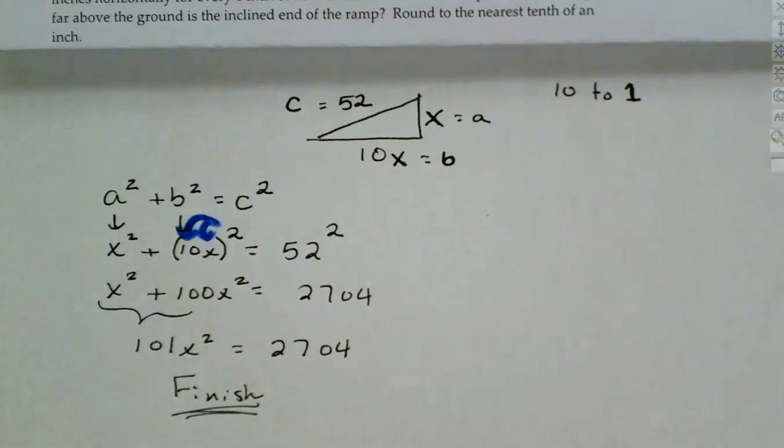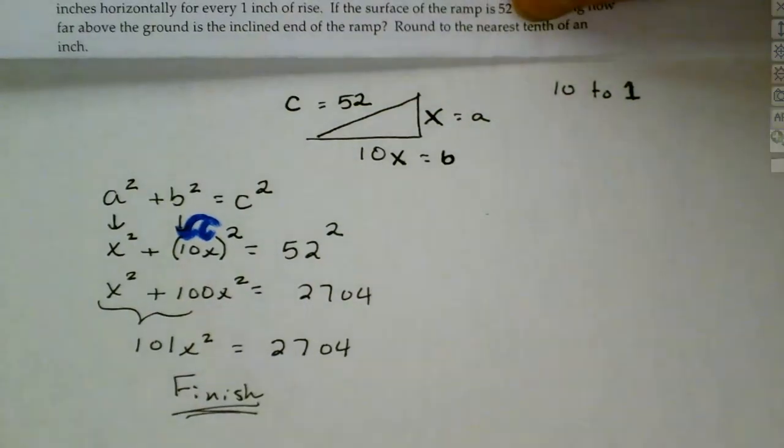Yep, you would divide by that 101 first, right? And then you would apply your square root property. Now, do we need to worry about the negative answer at all? No, because our answer has to be what in this case? Positive. And how far do we have to round here? It says, if we read it, round to the nearest tenth of an inch.